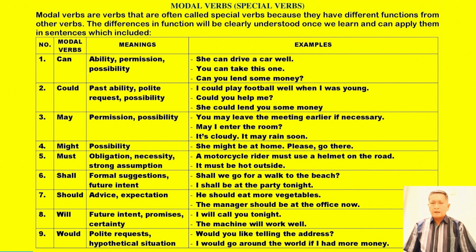4. Might is the past tense form of may and it has the meaning possibility. Example: she might be at home. 5. Must. Must here has the meanings of obligation, necessity, or strong assumption. For example, a motorcycle rider must use a helmet on the road. It must be hot outside.